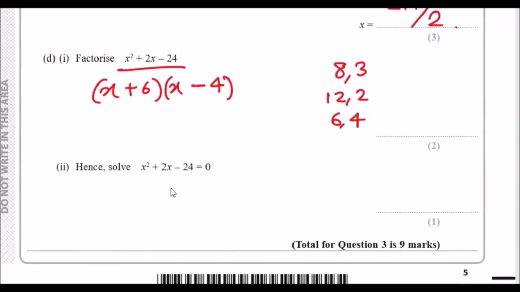And now hence solve that equation when you set it to 0. So if you notice, this quadratic is the same as the first one. So just make that equal 0. I'm just going to do it here for the sake of it, yeah? So when you do this, and this is just a quick way, if you've got x plus 6 equals 0, then x must be negative 6.